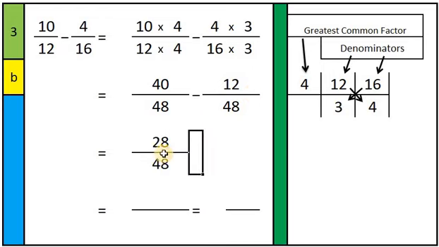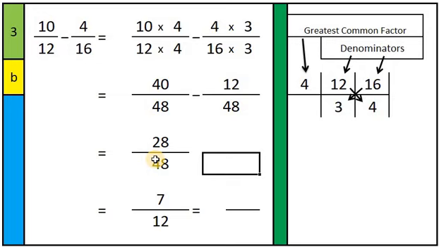This is the result, and we need to have the result in the simplest form. I believe we can divide the numerator and denominator by 12. Let's just try with 4. 28 divided by 4 is 7, and 48 divided by 4 is 12. So this is the simplest form of the fraction that we have here.